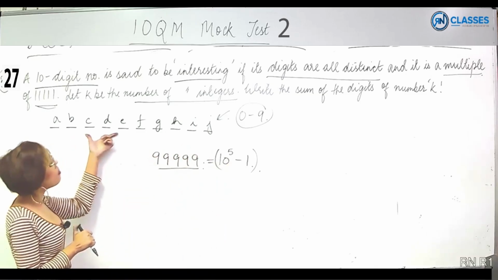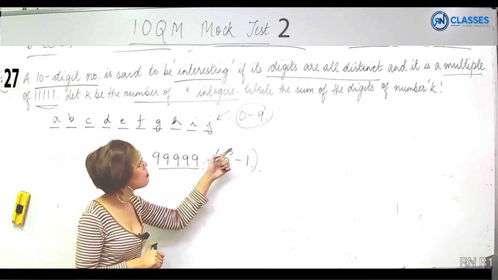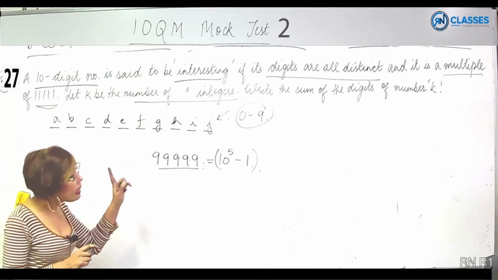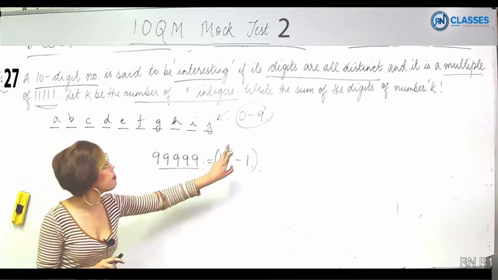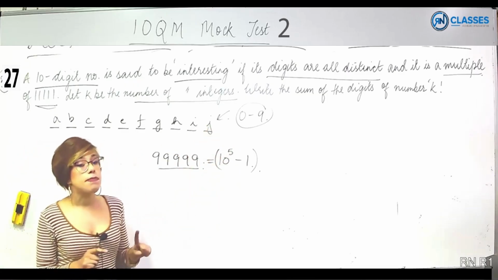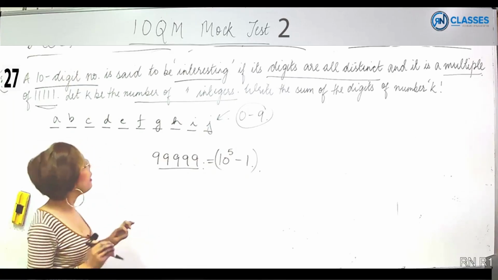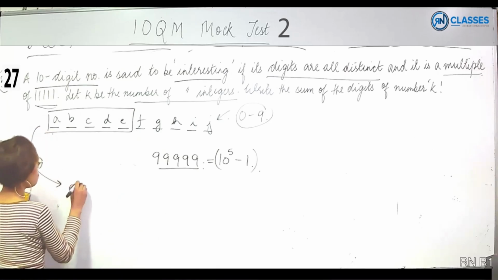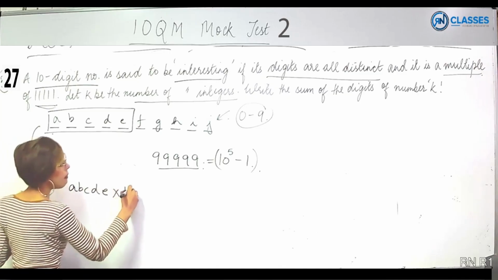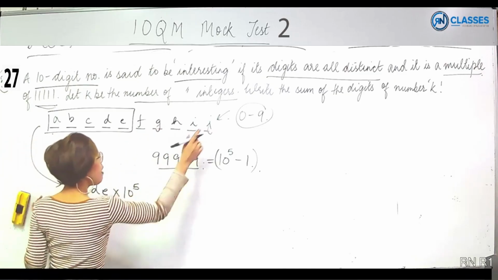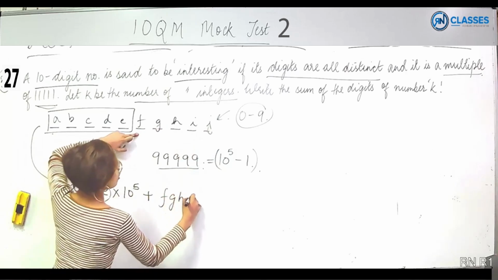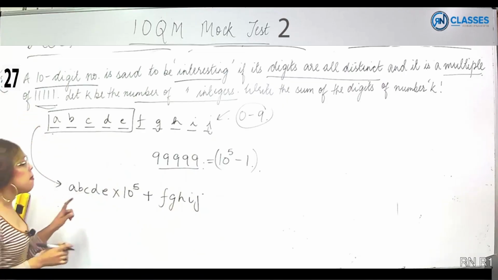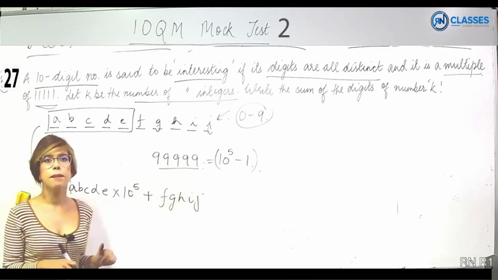Since I am talking about divisibility, somehow I need to generate 10 raised to the 5. Now I can write the number in expanded form, but I need the expanded form to definitely include 10 raised to the 5. So I will write the expanded form in a different manner. I will take this number and write it as A, B, C, D, E into 10 raised to the 5, plus F, G, H, I, J, whatever this number is. I've specifically written the expanded form in this way because I wanted to involve 10 raised to the 5.